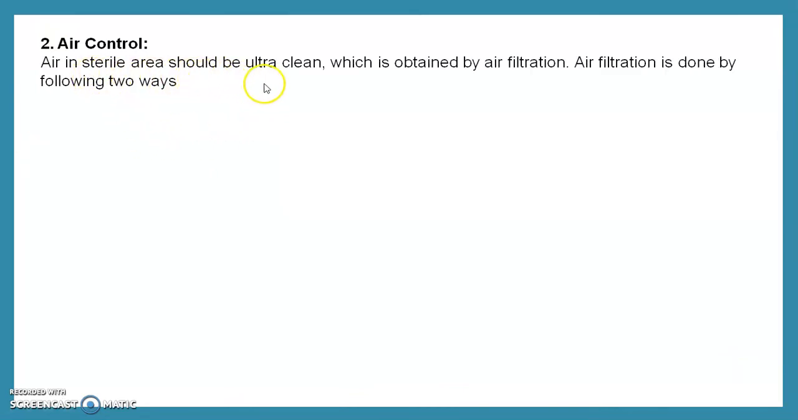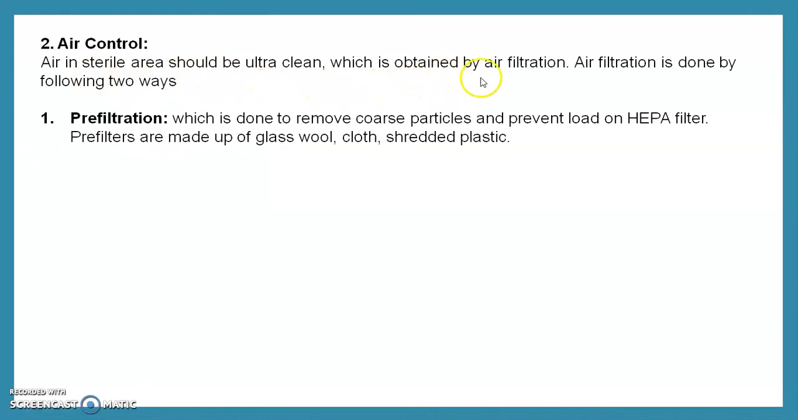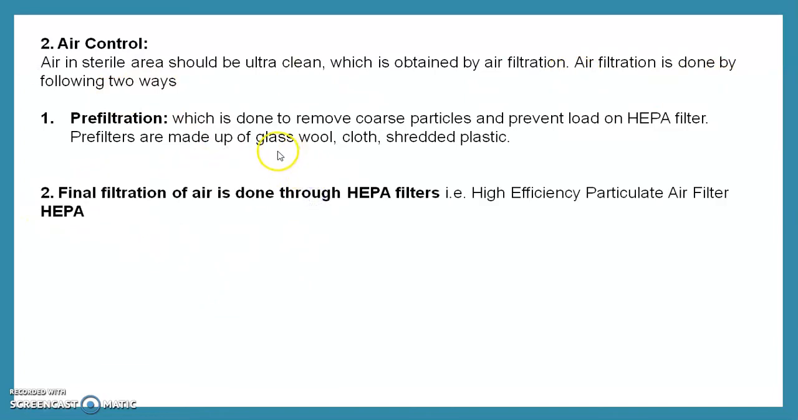Then air control. Air in a sterile area should be ultra clean, which is obtained by air filtration. Air filtration is done in the following two ways. First of all, we do pre-filtration, which is done to remove the coarse particles and prevent the load on the HEPA filter. Pre-filters are made up of glass wool, cloth, and shredded plastic. Then final filtration of air is done through the HEPA filters. HEPA's long form is high efficiency particulate air filter.